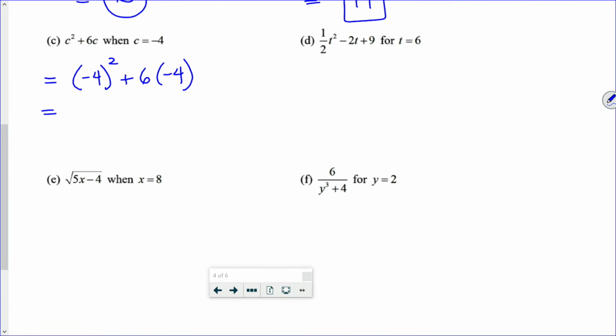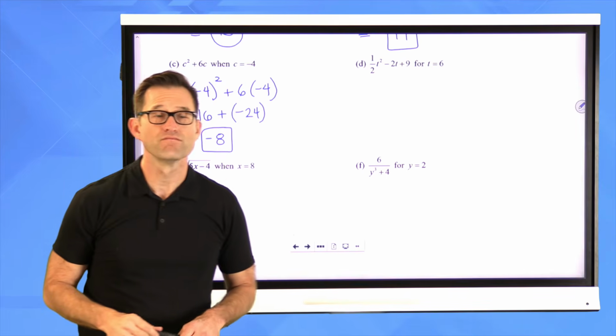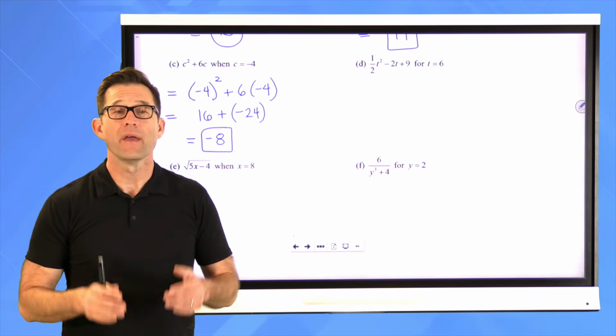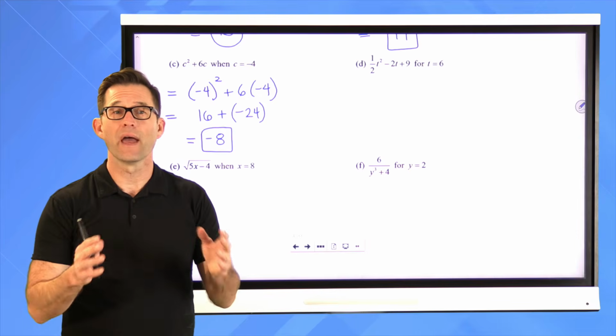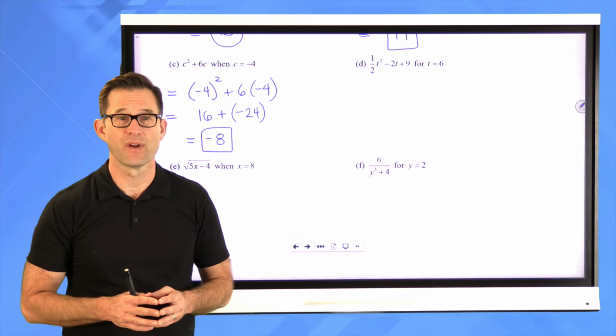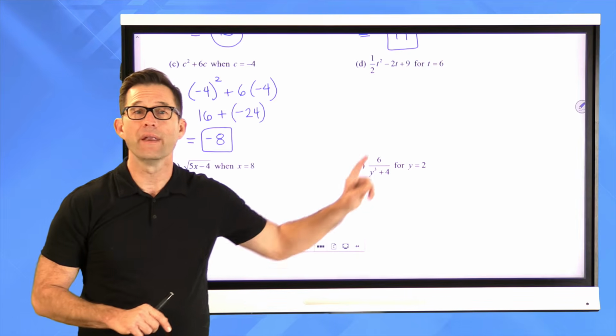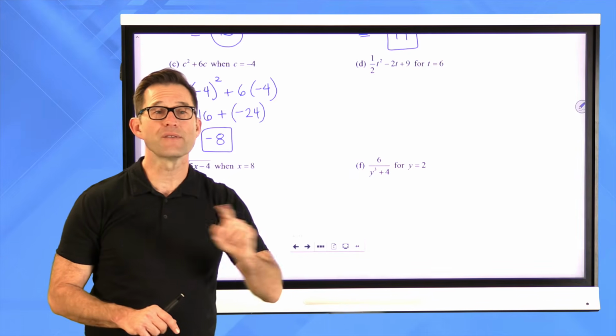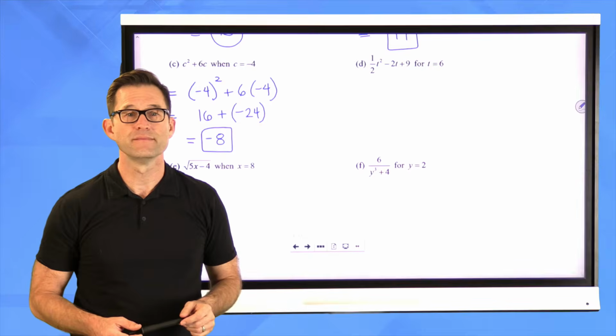Keep in mind that (-4) squared, -4 times -4, is positive 16. Then a positive 6 times a -4 is going to be -24. So I now have positive 16 plus -24, which is going to leave me with an overall -8. Again, easy enough if you know your order of operations and you know some basic facts about negative and positive numbers. Why don't you go ahead and try letter D. Pause the video now and take a few minutes to try that one.